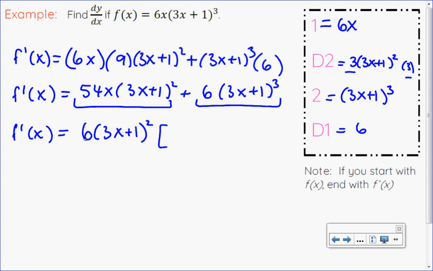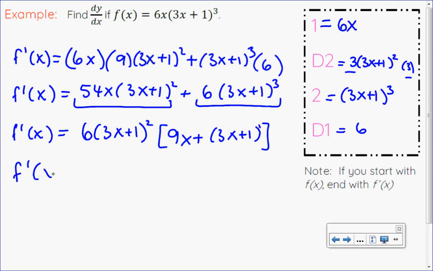So 54x divided by, sorry, divided by 6 is 9x. 3x plus 1 squared divided by 3x plus 1 squared is 1, plus 6 divided by 6 is 1, and 3x plus 1 cubed divided by squared is just 1 to the exponent of 1.